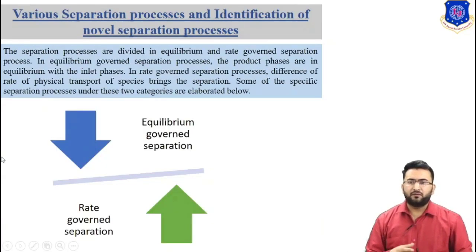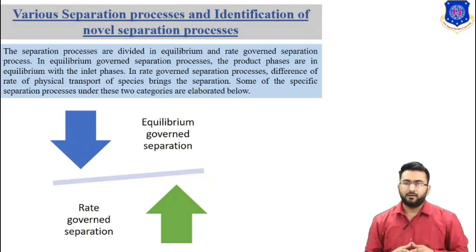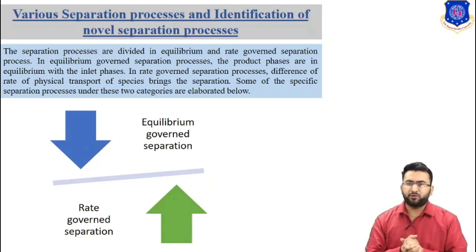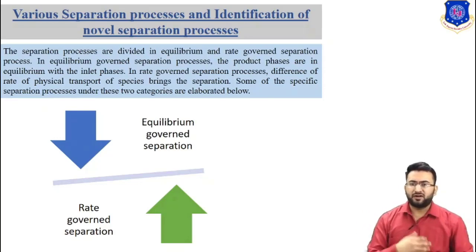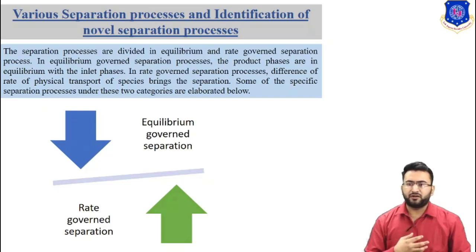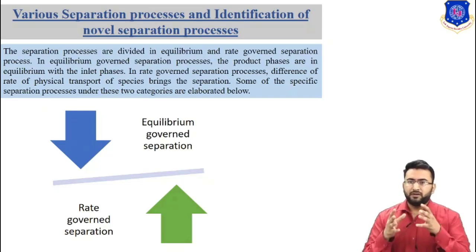Now let's talk about the various separation processes and identification of novel separation processes. As discussed in the previous section, the separation processes are divided into equilibrium and rate governing separation processes. In equilibrium governing separation processes, the product phases are in equilibrium with the inlet phase. In rate governing separation processes, the difference in rate of physical transport of species brings the separation. So let's talk about equilibrium governing processes first. There are mainly four types of equilibrium governing processes used in separation, such as distillation, absorption, adsorption and drying.